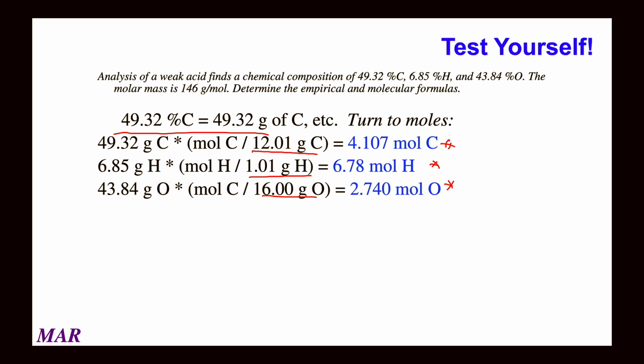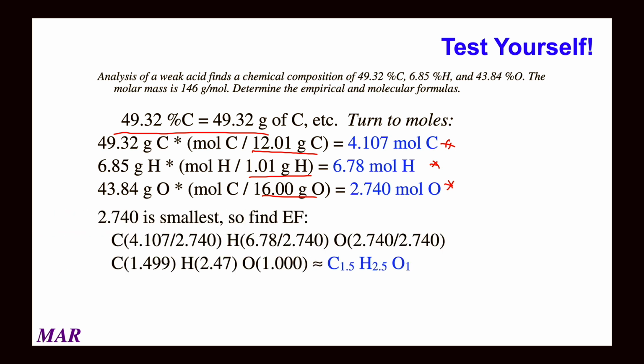And the next step, we want to take the smallest number, 2.740, and we're going to divide all of those numbers by 2.740 and see what pops out. Now in this case, here's the carbon, 4.107, dividing it by the 2.740. Notice how we get 1.5. 1.499 is like 1.5. And something like that happens with hydrogen too. You get 2.47, which is like 2.5 if you round up, and 1 oxygen.